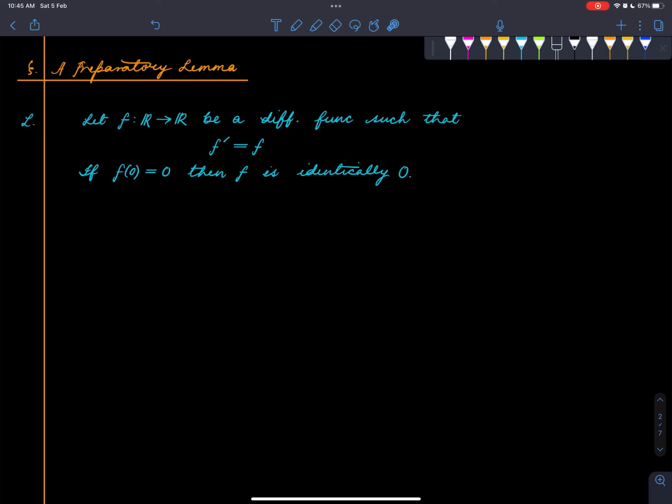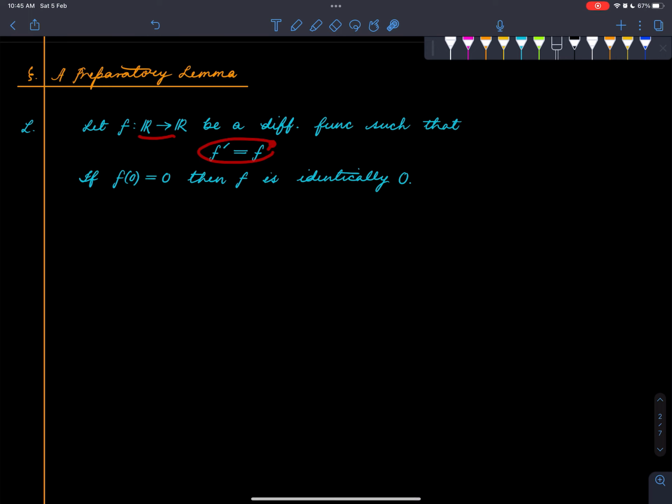So if you have a function differentiable everywhere on the real line, which is its own derivative, and it takes the value 0 at the origin, then it is 0 everywhere. This is what we'll prove first, and then we'll say what we mean by the exponential function. All right, so here's the proof. The proof is interesting.